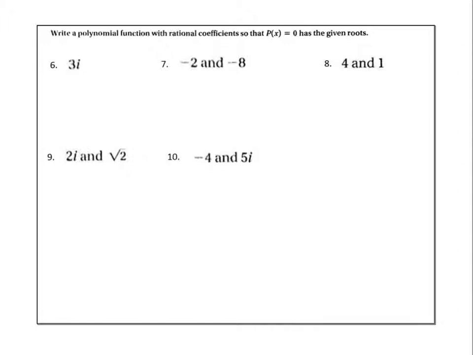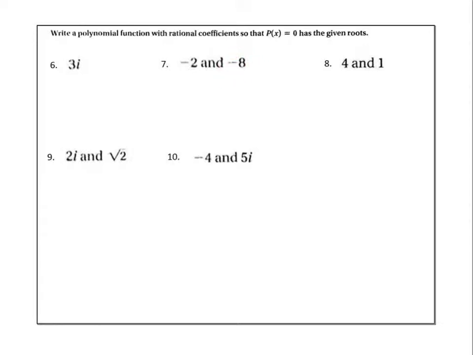Here's your homework for tonight. You're doing exactly what we just did. Now keep in mind, there's only additional roots if there's an i or a square root. So if they don't have that, then you do not put more roots in the problem. You just use the ones they gave you. So for example, if I look at number 7, does -2 have an i or a square root? Nope. So you would only have the -2, and the same thing with the -8.